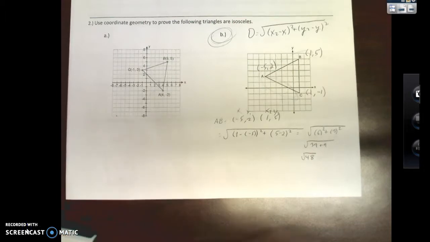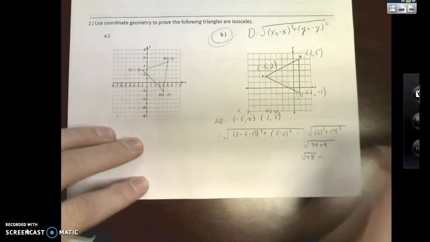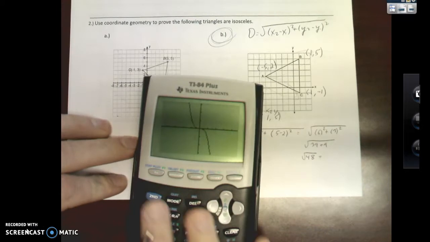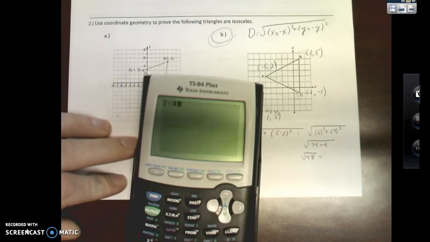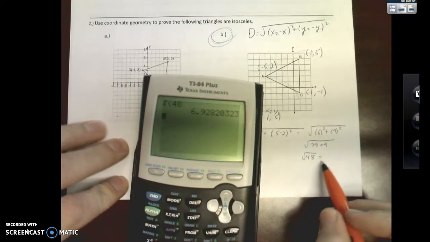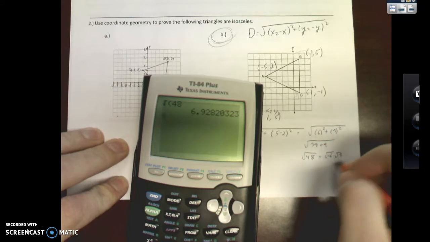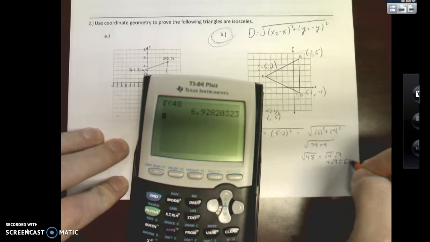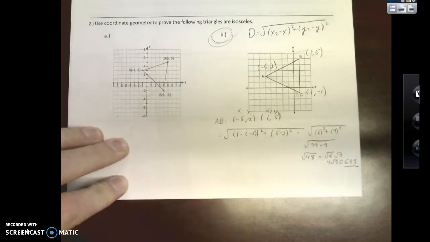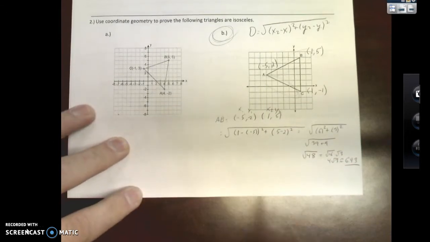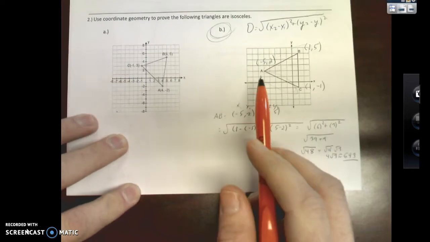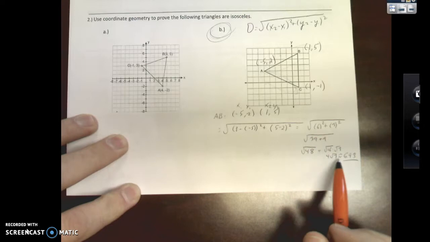Okay, so at this point, what I would like you guys to do is type in your calculator square root of 45. I know we worked in class that you could technically break this down, but I would rather you guys give me a decimal approximation for right now, just to keep it pretty simple. Okay, so 6.71. Here's the thing. You are halfway done. You still need to prove that AC is equal to that.